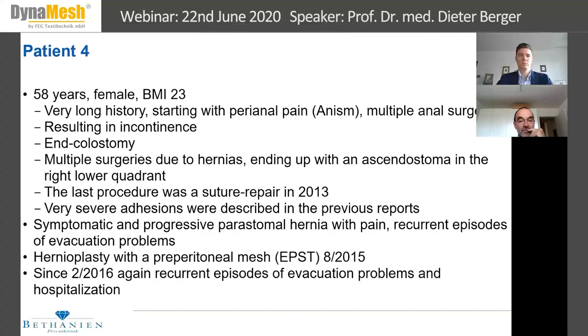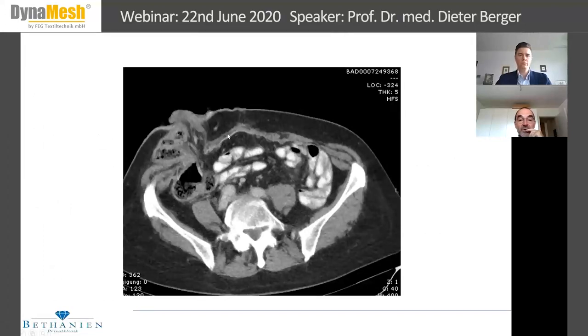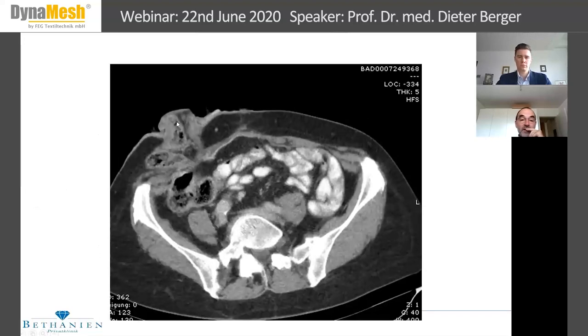to the abdominal cavity, and therefore we decided to treat the hernia, as described before, with the EPST mesh in 2015. Half a year later, the patient again had recurrent episodes of evacuation problems and hospitalizations due to episodes like ileus. And this is the CT scan. Here you can see the mesh. And this is the CT scan with a really pronounced subcutaneous prolapse of the stoma loop. What would you propose to do?